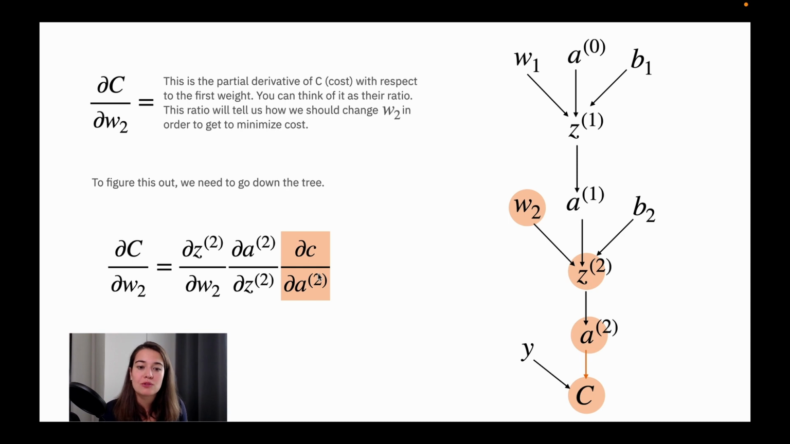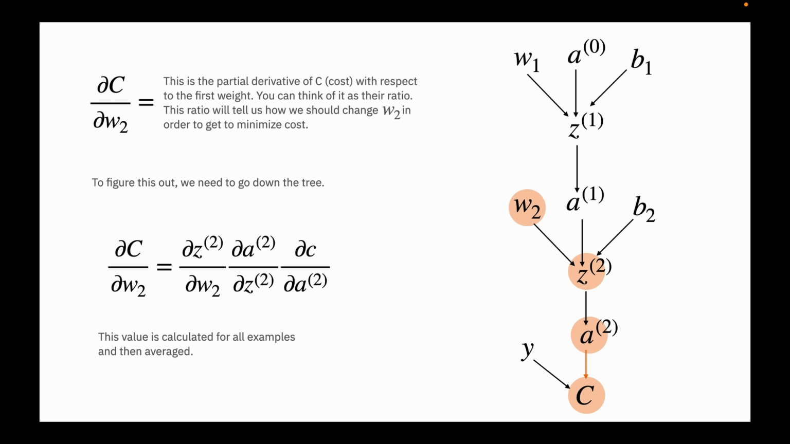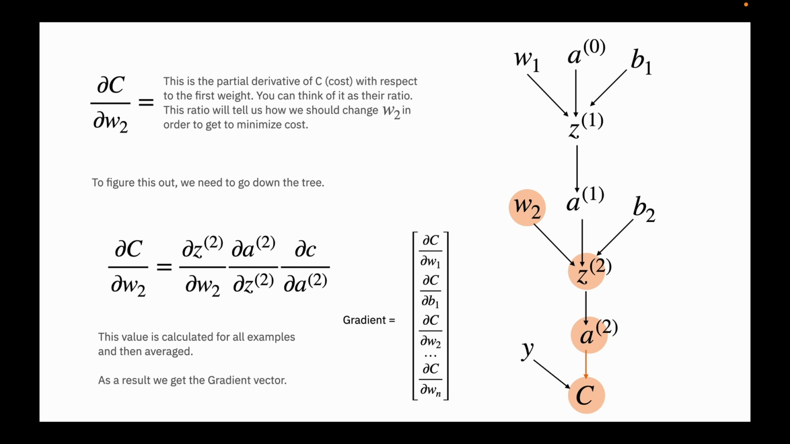So what happens is, from this point on, we calculate this value by using all the data points, all the examples in our data set, and then we average it. Once we average it, we put them all in a big vector that holds the derivatives of the cost with respect to all the parameters in our network. This is called the gradient vector. And the gradient vector is the thing that tells us how all the parameters relate to the cost.